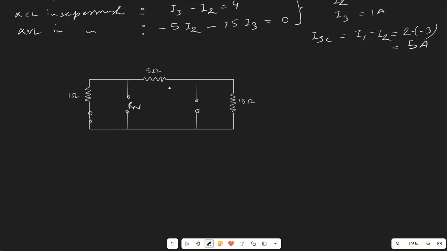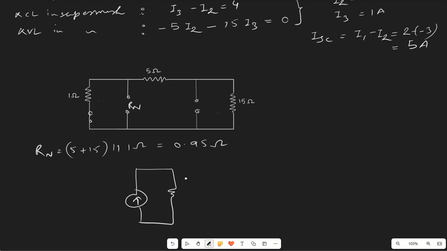So what is the value? As we can see, this is removed. These two are in series, in parallel with this. So that means Rn is 5 plus 15 parallel to 1 ohm. So this will come out to be 0.95 ohm. Now let us draw the Norton circuit. So this is a Norton circuit. We have 5 ampere here, we have 0.95 ohm and our load resistance.